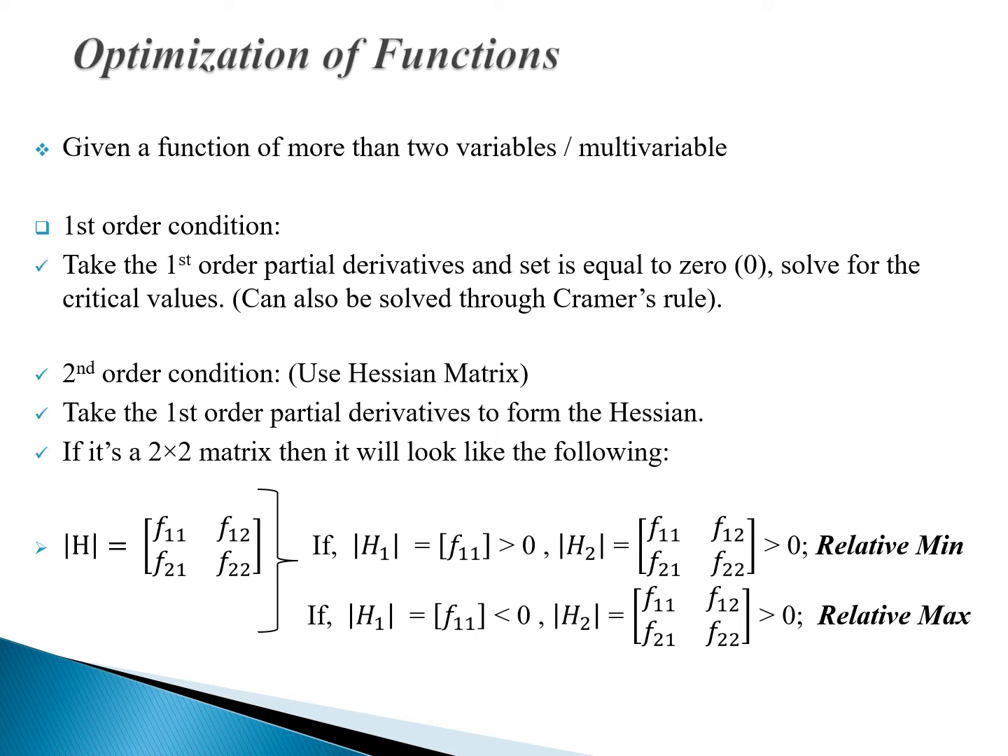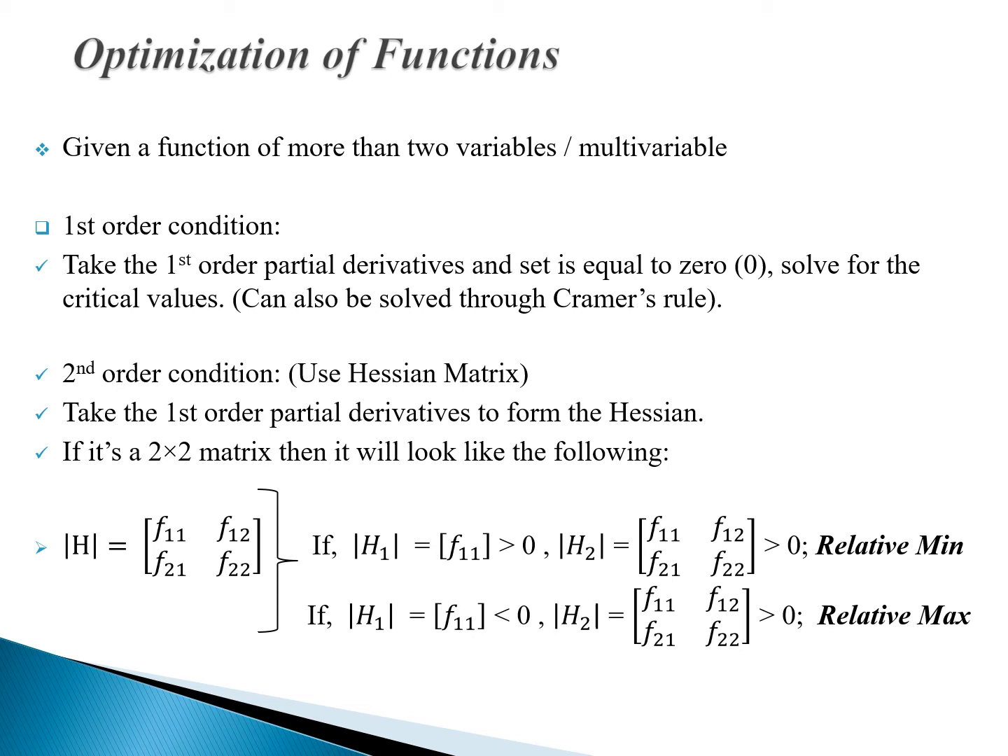Now in this particular case, the Hessian matrix is basically formed by taking the second order partial derivatives. If we look at a simple 2 by 2 matrix, it will look like the following, where H represents the Hessian matrix and F11, F12, F21 and F22 are the elements that we have got from our partial differentiation. And from here, if we would like to decide whether the function is at its relative maximum or minimum, what condition needs to be followed?